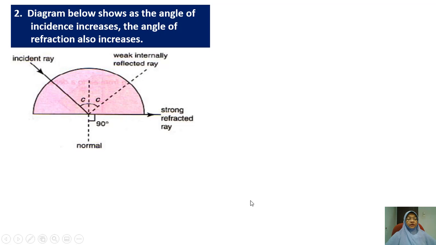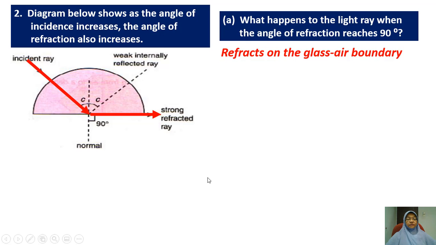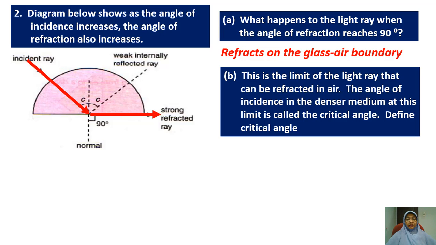We continue. The diagram below shows that as the angle of incidence increases, the angle of refraction also increases. What happens to the light ray when the angle of refraction reaches 90 degrees? It refracts along the glass-air boundary. This is the limit of the light ray that can be refracted in air. The angle of incidence in the denser medium at this limit is called the critical angle. This incident angle produces a refracted angle of 90 degrees, so it is known as the critical angle.